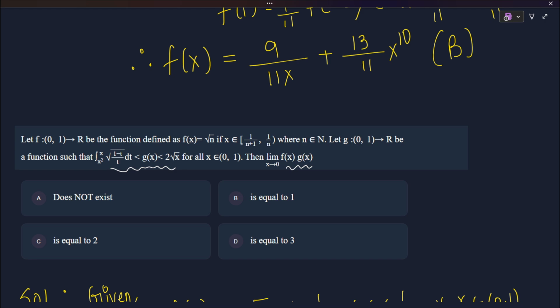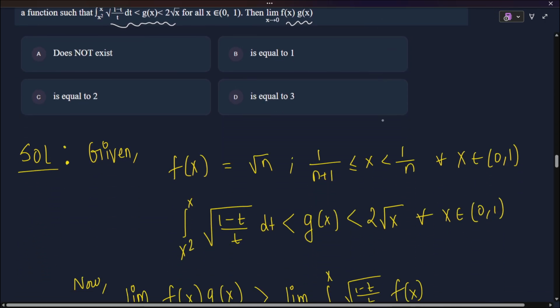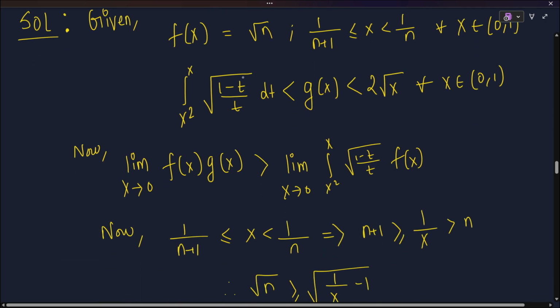So f of x is given as root n when x belongs to 1 by n plus 1 to 1 by n for all n, and it's a function from 0 to 1 to real numbers. And then g is also defined like this, a function where we have upper bounds and lower bounds for all x belongs to 0 to 1. You have to find the limit as x tends to 0 of f of x into g of x. Okay, so these are the definitions, right?